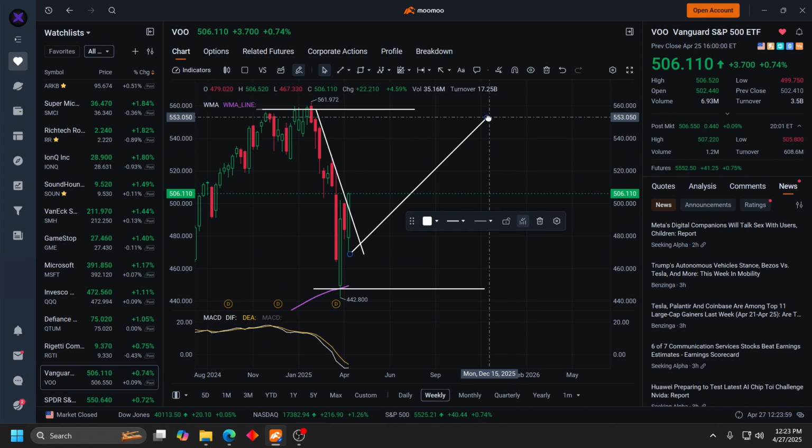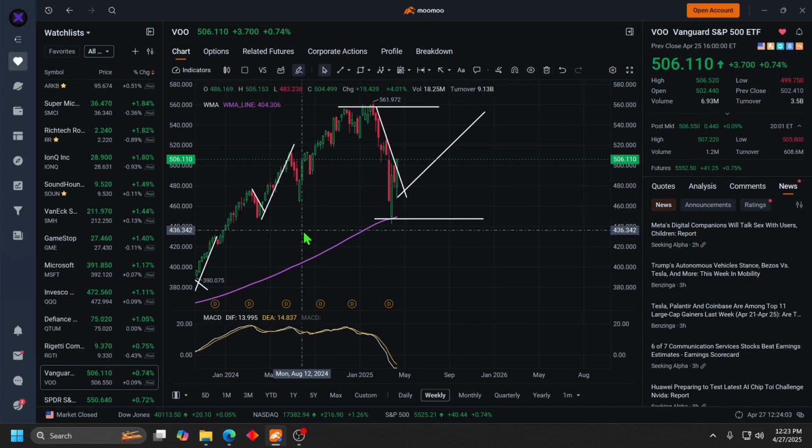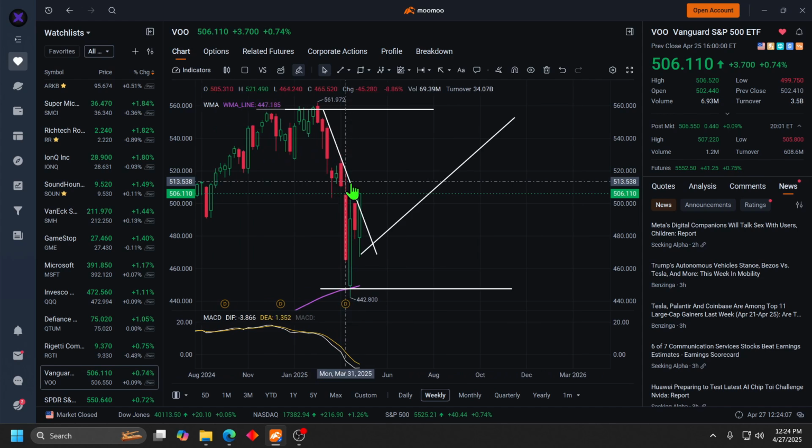It doesn't have to be a perfect V-shape, but you get what I'm saying? You start doing your analysis and you start looking back in the past and you're like, man, it looks kind of like we're just going to zoom straight to 561. I mean, it's the weekly candles, so it's going to take a couple weeks or months, I should say.